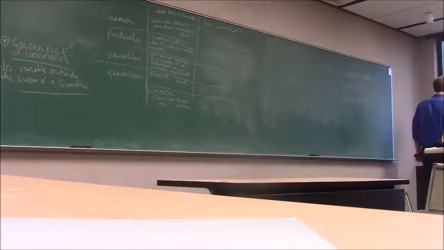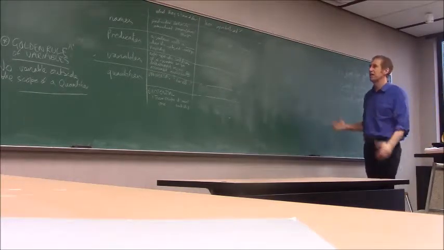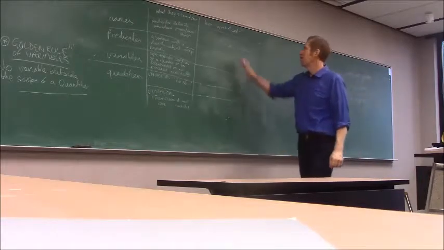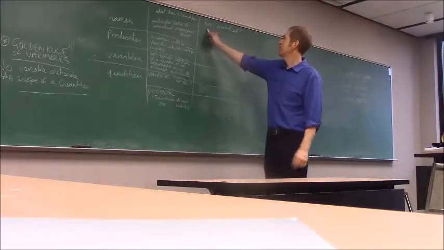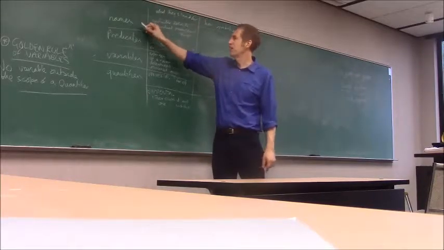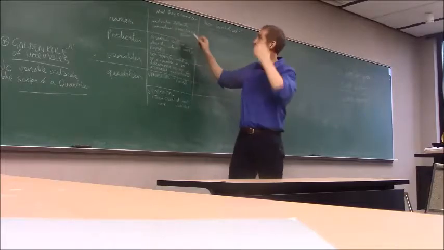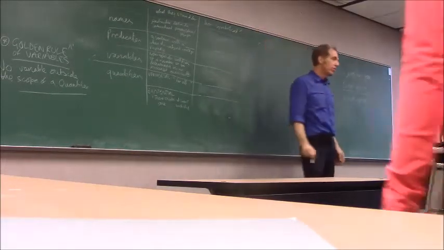We will shortly come to examples where names are not appropriate, but clearly they're appropriate in that case. Now, what do we have? This column says what they stand for. So names, predicates, variables, quantifiers. What they stand for: names stand for particular, definite, individual persons, places, or things.